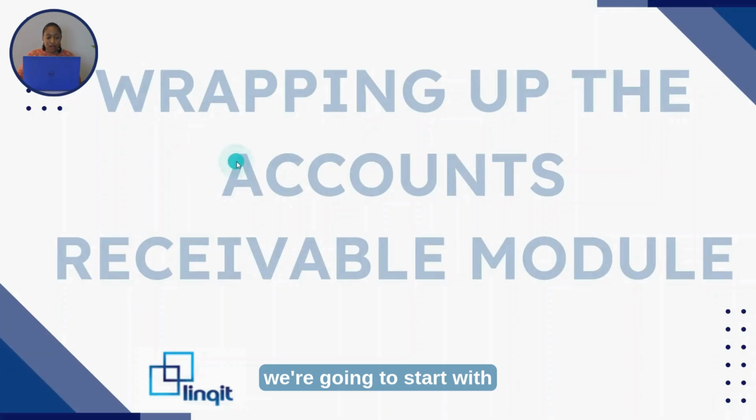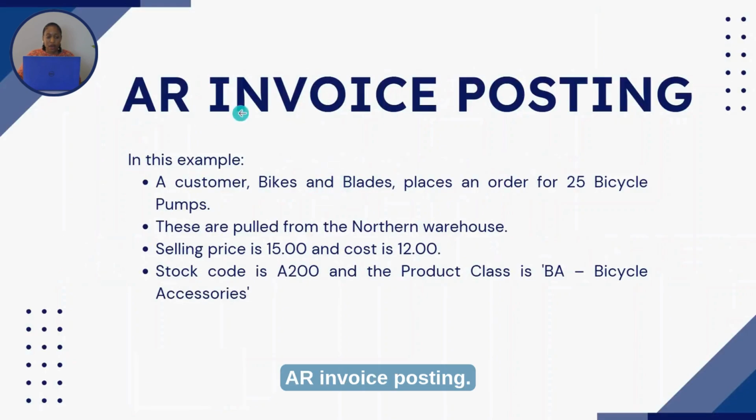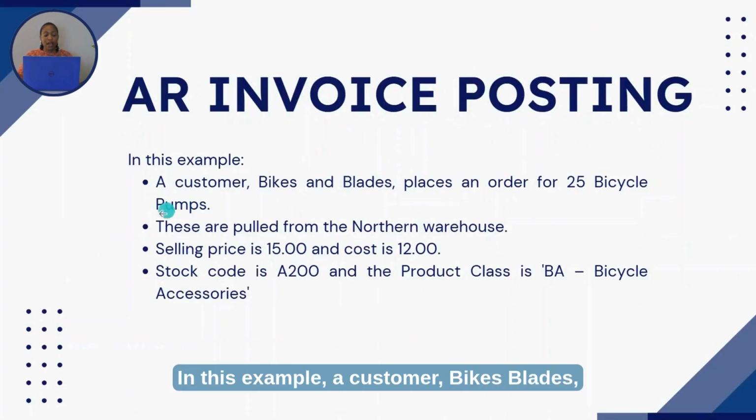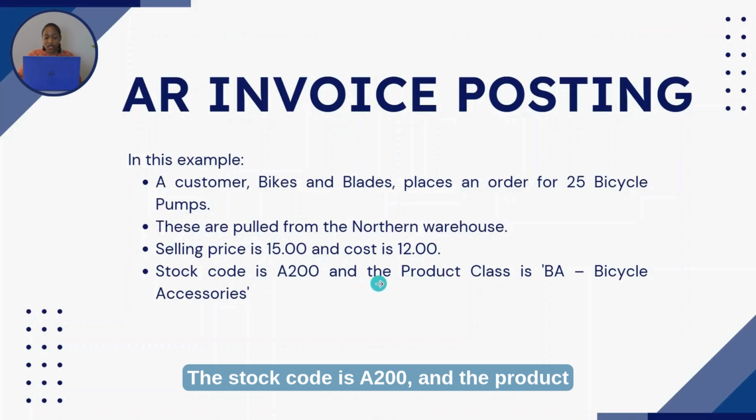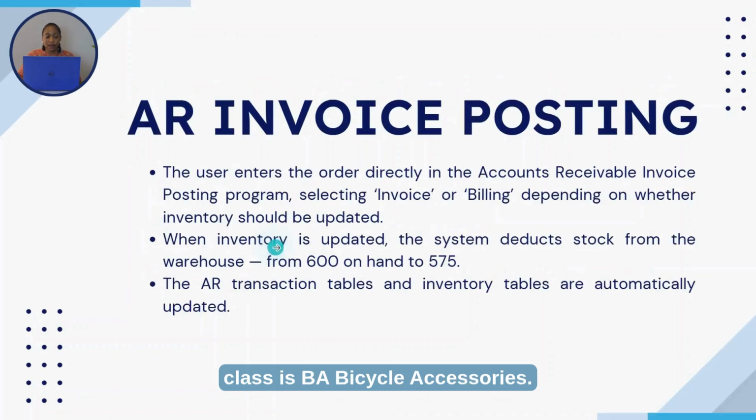So we're going to start with AR invoice posting. In this example, a customer, Bikes and Blades, placed an order for 25 bicycle pumps. These are pulled from the Northern warehouse and the selling price is $15 and the cost is $12. The stock code is A200 and the product class is BA bicycle accessories.